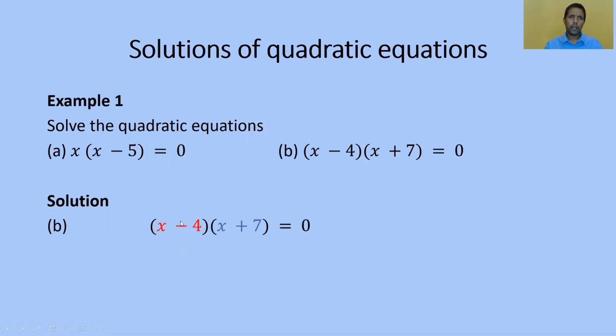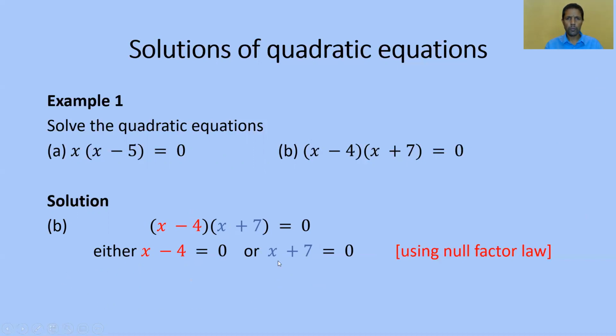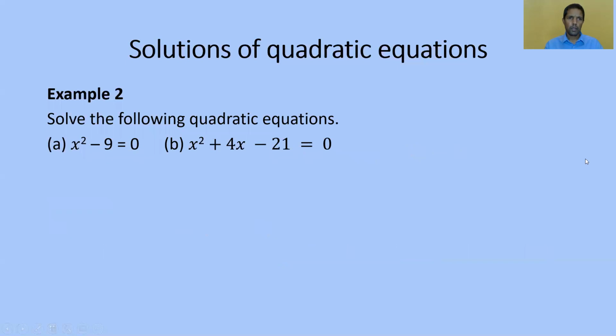Part B, x minus 4 into x plus 7 is equal to 0. Using the null factor law, we have either x minus 4 is equal to 0 or x plus 7 is equal to 0. So we have x is equal to 4 or x is equal to negative 7. Again, we can substitute x in the initial equation to verify whether the solution is correct.